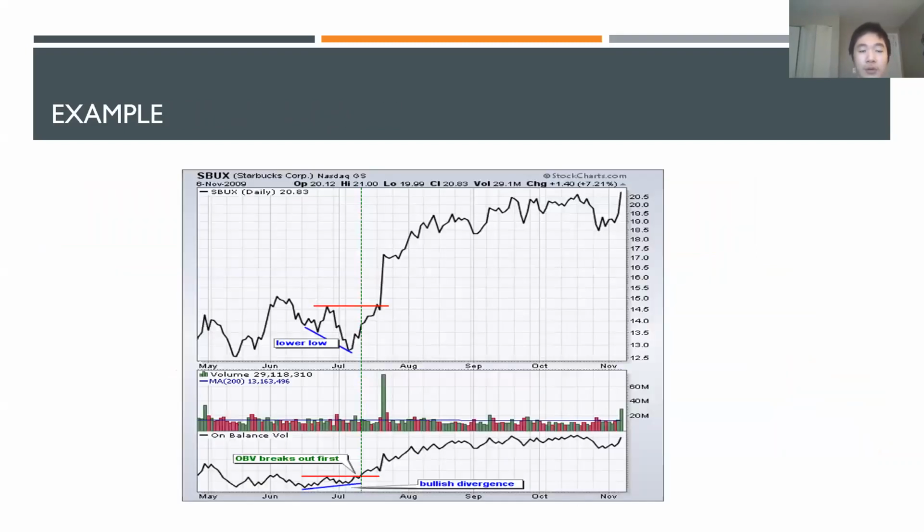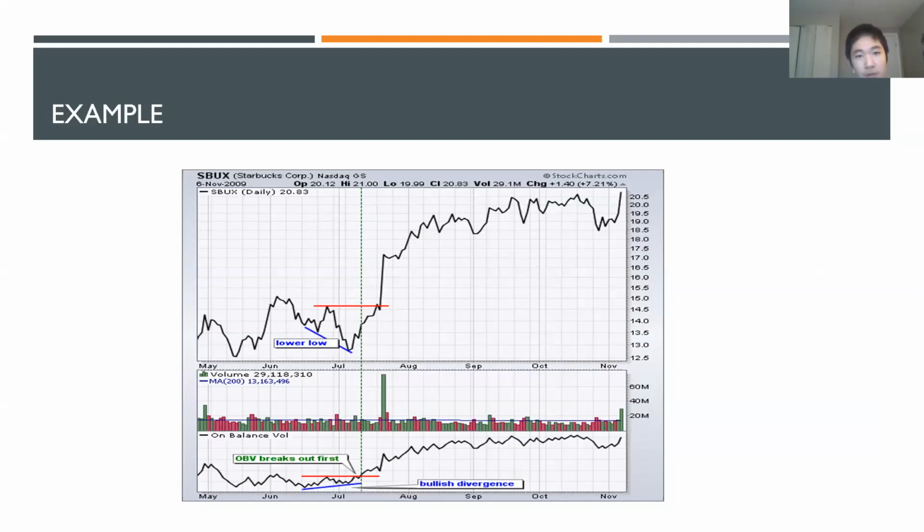For example, here we have the Starbucks candles line chart from Nasdaq. If you look at the price pattern, as it's going quite low from the blue line, lower low, and you see the on-balance volume line chart, it's hinting there's a bit of an increasing trend despite the price change really going down, and it's proven to be true.